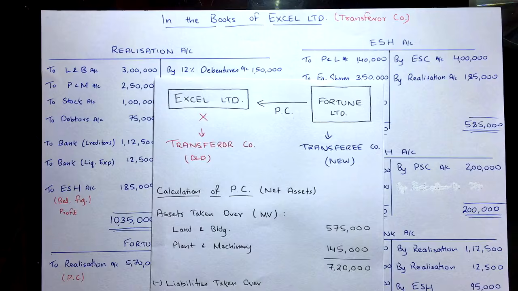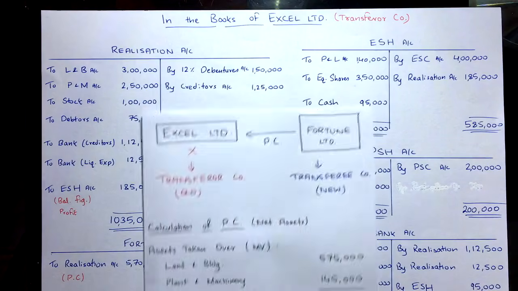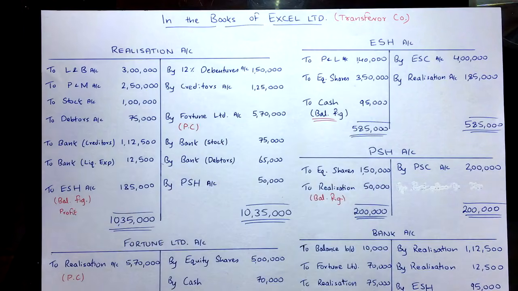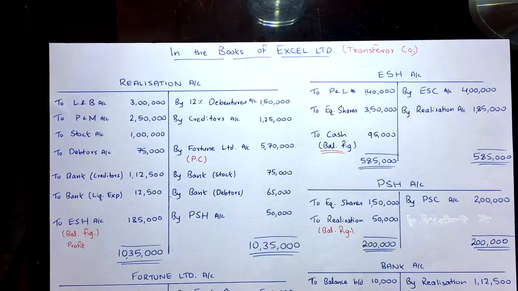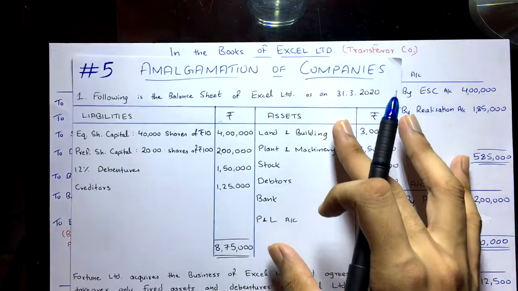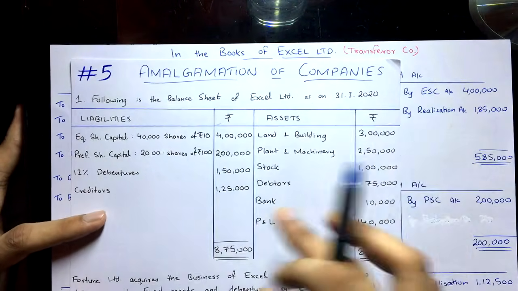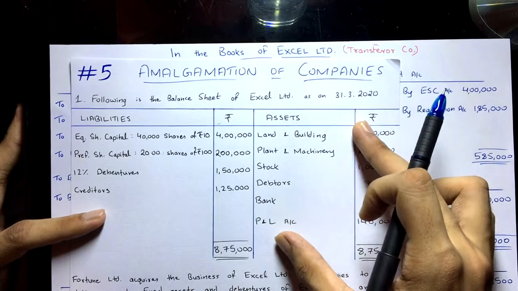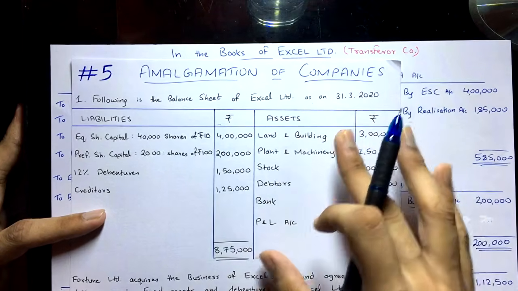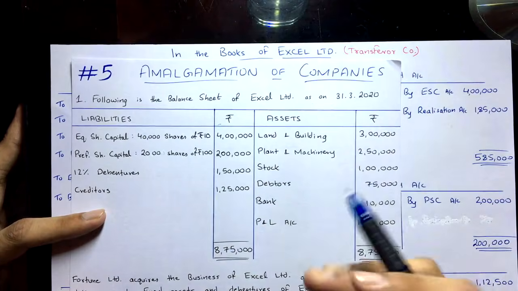So now let's see what all ledger accounts we have to prepare in Excel Limited and how we are going to prepare them. First, we open the realization account. In the realization account, whatever is there in the balance sheet, we kill everything. We have to empty the balance sheet. Nothing should remain in the balance sheet, everything has to be taken out of the balance sheet, right?